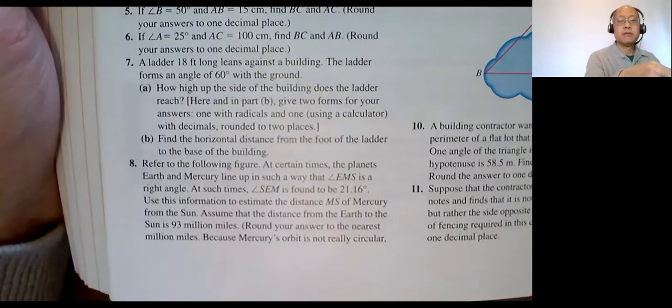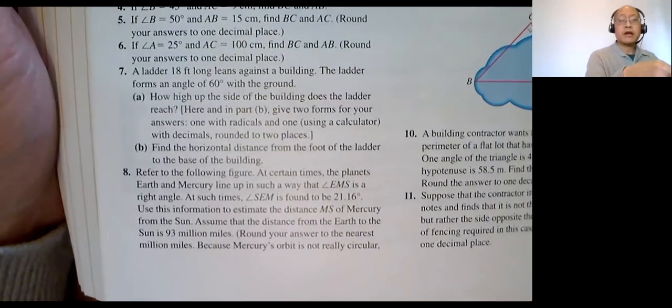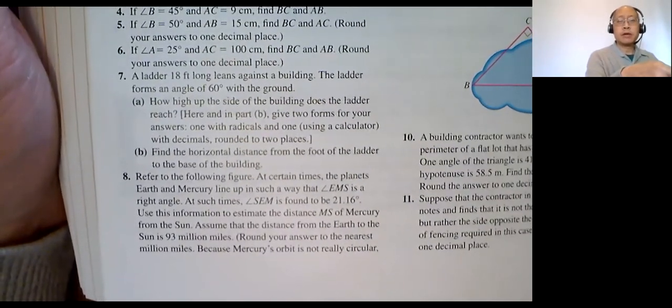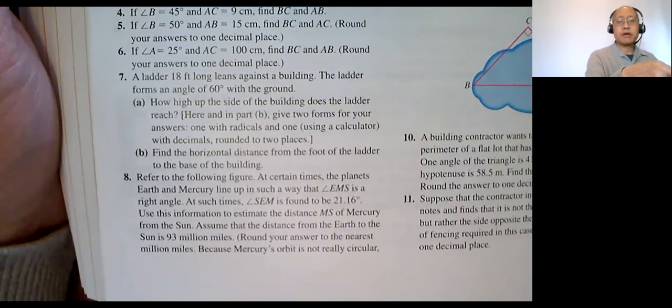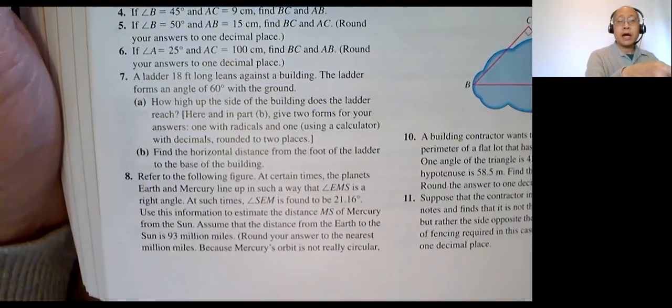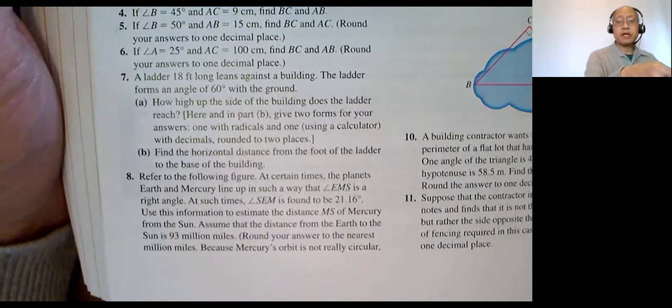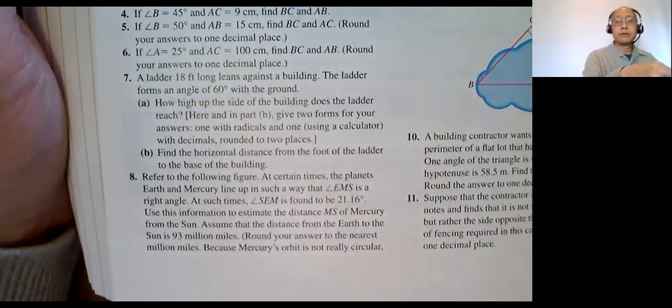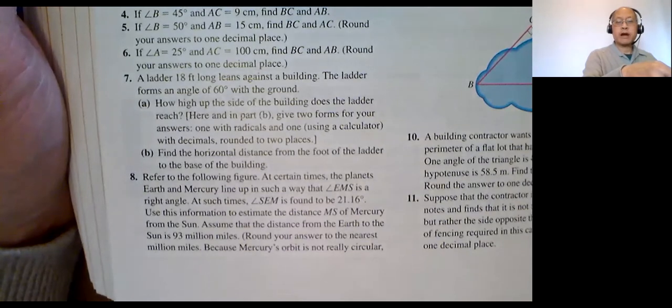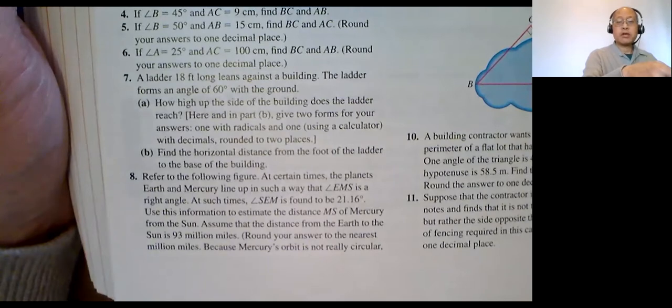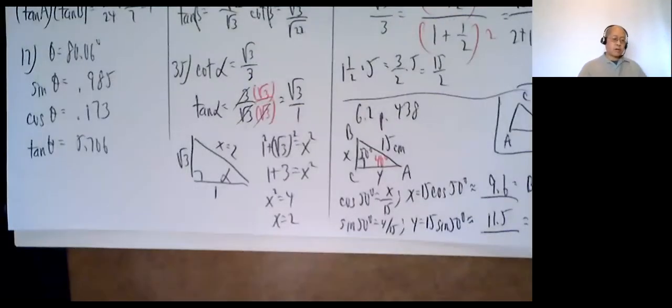All right, so how about I show you number 7? A ladder 18 feet long leans against a building. The ladder forms an angle of 60 degrees with the ground. How high up the side of the building does the ladder reach? Give 2 forms for your answer, one with radicals and one using a calculator, rounding to 2 decimal places, and find the horizontal distance from the foot of the ladder to the base of the building. Okay, so let me show you what they're talking about.